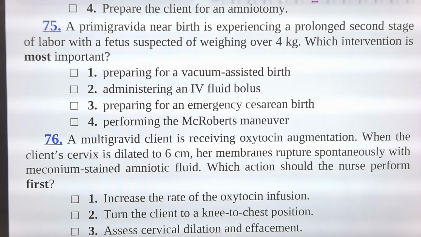So if the baby is overweight and the labor is prolonged, what things are likely to happen in that case? That indicates shoulder dystocia at birth. So for this, we have to perform the McRoberts maneuver.